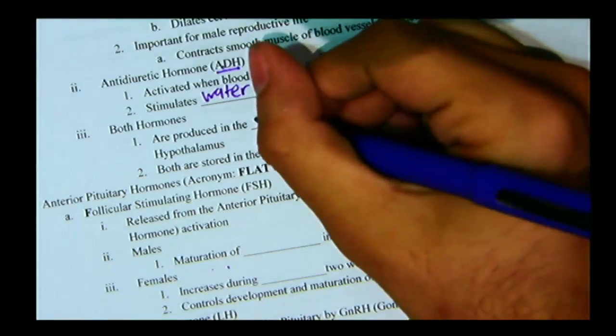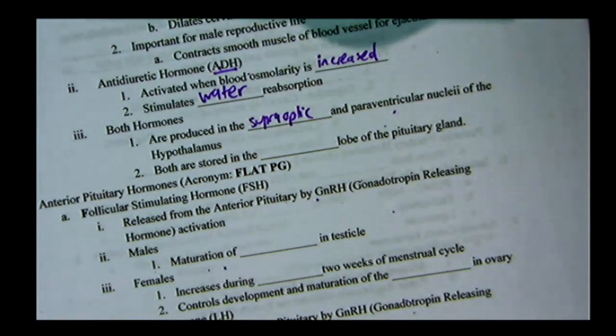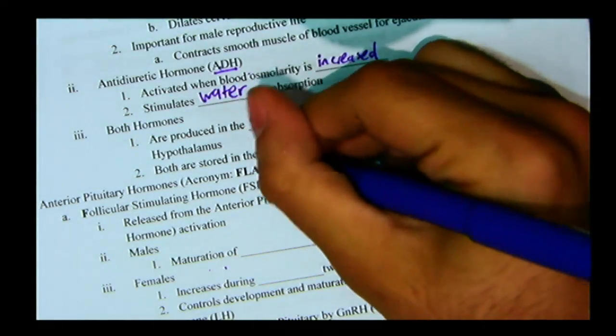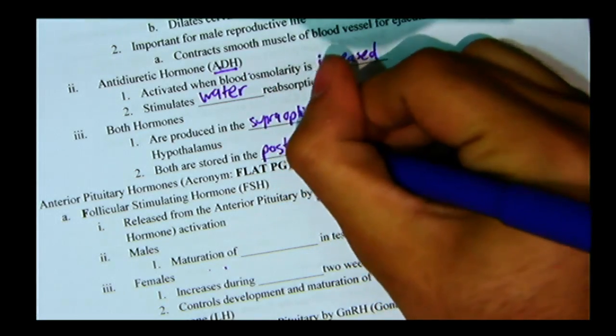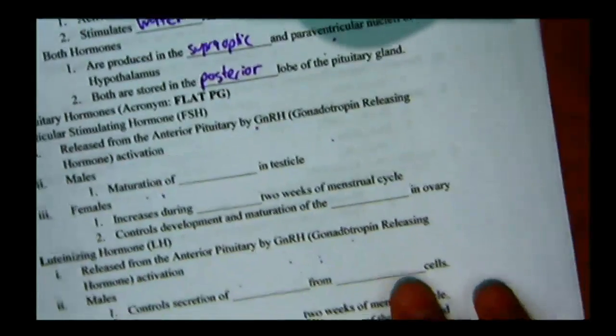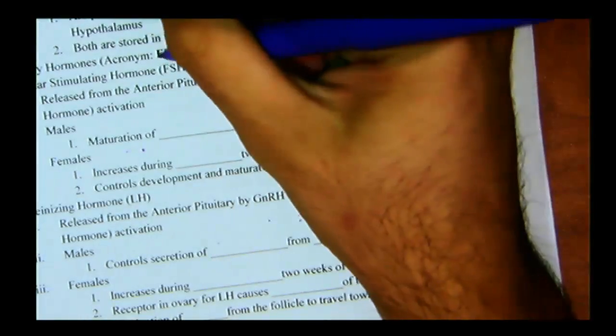So now we're at the next organ, which is anterior pituitary hormones. There's this really cool acronym, FLAT PIG, which is a weird thing to visualize. But that's how you'll remember all the hormones that are released from the anterior pituitary. If you remember that acronym, you'll be good for the test. So the first one is F, which is follicular stimulating hormone, or FSH. It's released from the anterior pituitary, if you remember, by GnRH, gonadotropin releasing hormone.